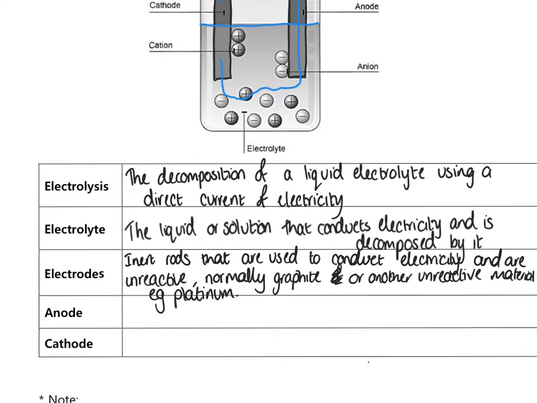Okay, so if you can remember back from our structures topic, we saw that graphite is able to conduct electricity because of the delocalized electrons within the layers of the graphite. So that's why we can use graphite, and it's fairly unreactive. So it can conduct electricity, which is the most important thing, and it's unreactive.